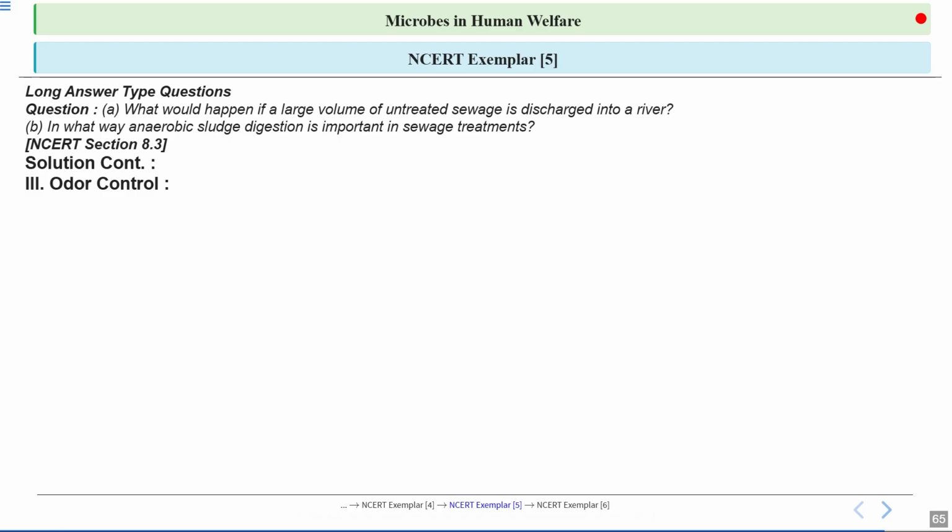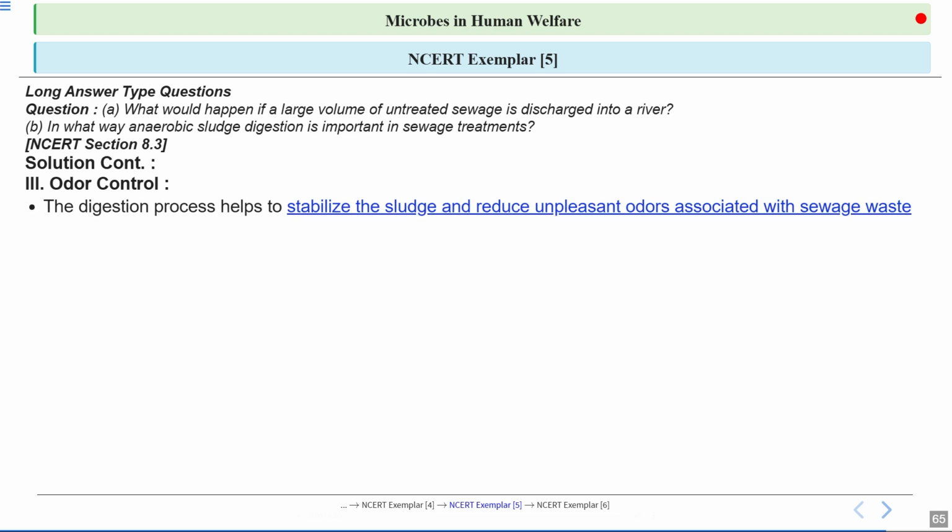Next is odor control. This is the third benefit here. This is especially important because untreated sewage can produce a very strong and unpleasant smell. The digestion process stabilizes the sludge and reduces the unpleasant odor that is usually associated with sewage waste.